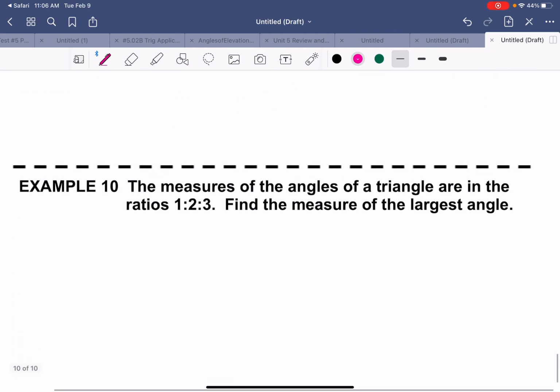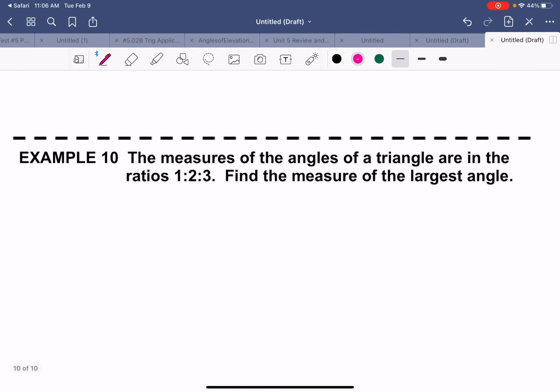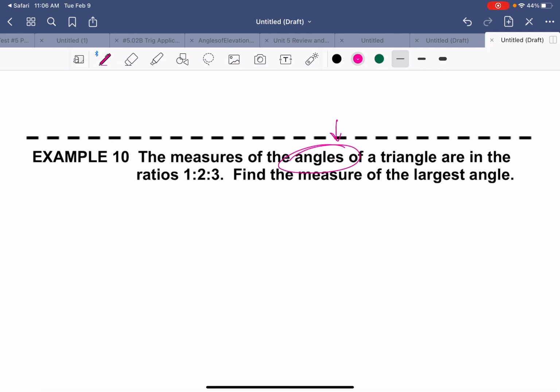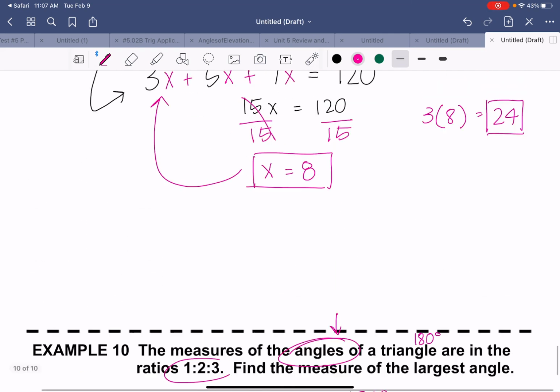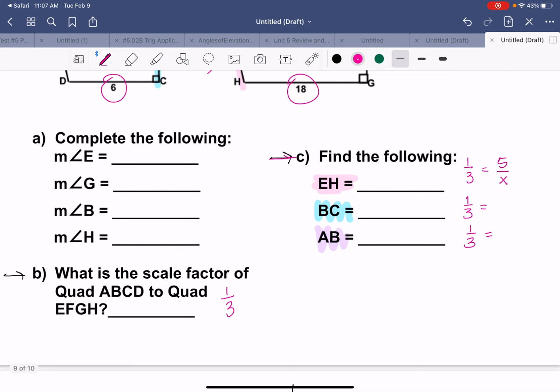I want you to try this one as well, the measure of the angles in a triangle. If it's angles, remember all the angles in a triangle add up to 180 degrees. So if the ratio is 1, 2, and 3, it should be 1x plus 2x plus 3x equals 180 degrees. I know this is long. I'll put the answers to this one in the description, and the answer to this one in the description as well.